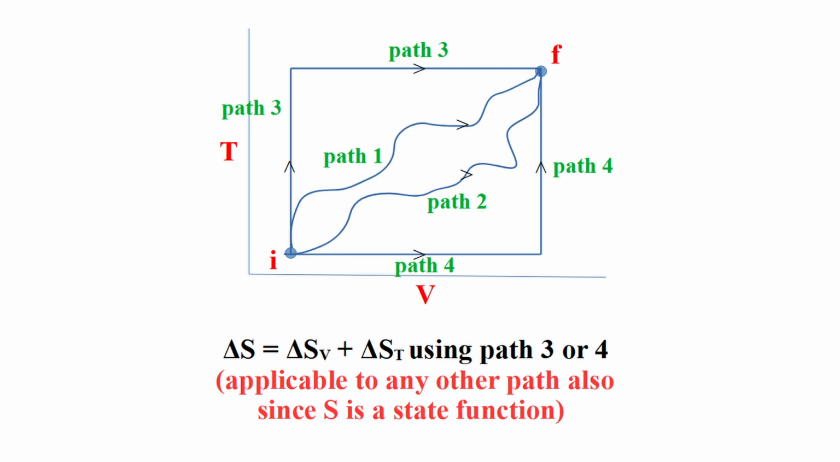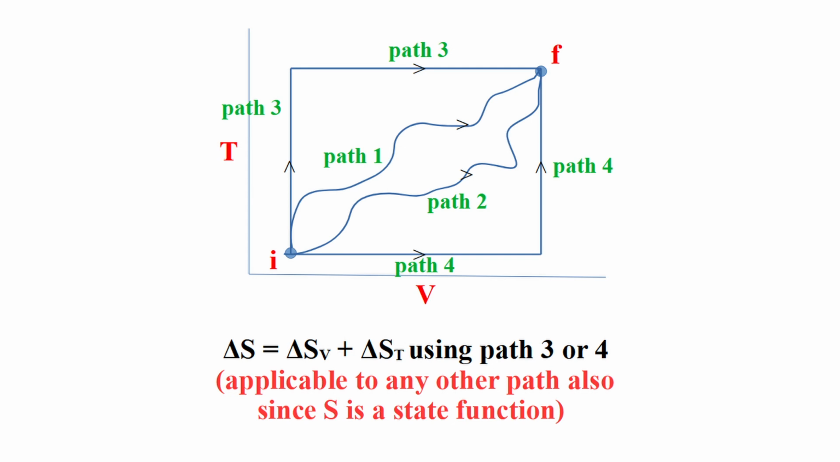When both the temperature and volume of an ideal gas change, the resulting change in entropy is the sum of the corresponding changes in thermal and positional entropies. The change from the initial state I to the final state F can take place through any path. Two such paths are shown as path 1 and path 2.